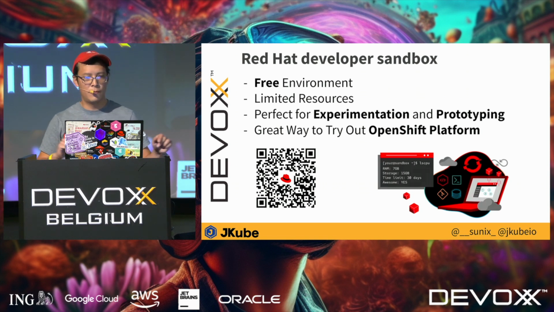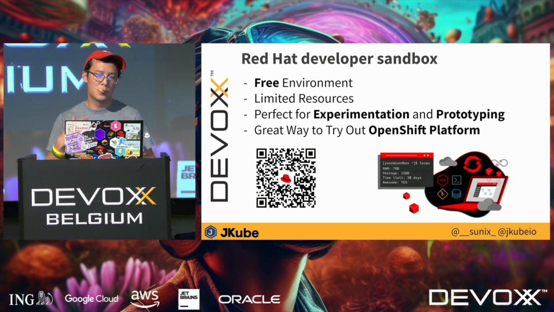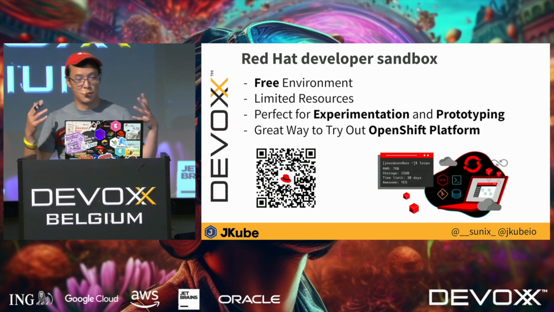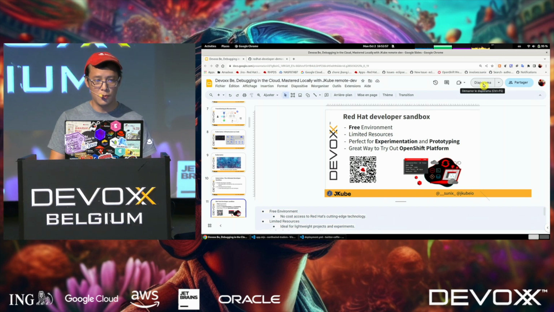At Red Hat, we have an OpenShift cluster that you can use for free. What I'm going to show you next is how we can use this as a developer sandbox. It is called Developer Sandbox, and it's completely free. Of course, it is limited in resources, but it is perfect for all your experimentation or prototyping. I forgot to talk about OpenShift. OpenShift is just a kind of distribution of Kubernetes. So, let's go to the demo part.